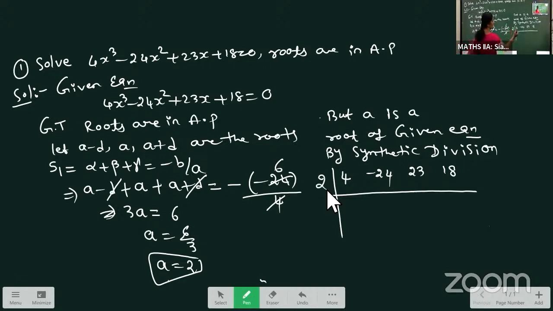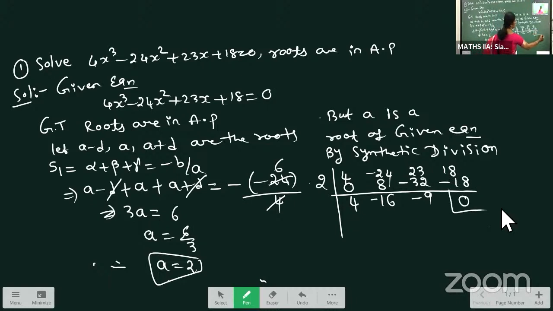Always in the first place take 0. Add 4 plus 0 is 4. Multiply both of them. 2 into 4, 8. Minus 24 plus 8, minus 16. Again multiply. 2 into minus 16, minus 32. 23 minus 32, minus 9. Now again, 2 into minus 9, minus 18. So the last place, leave it out.